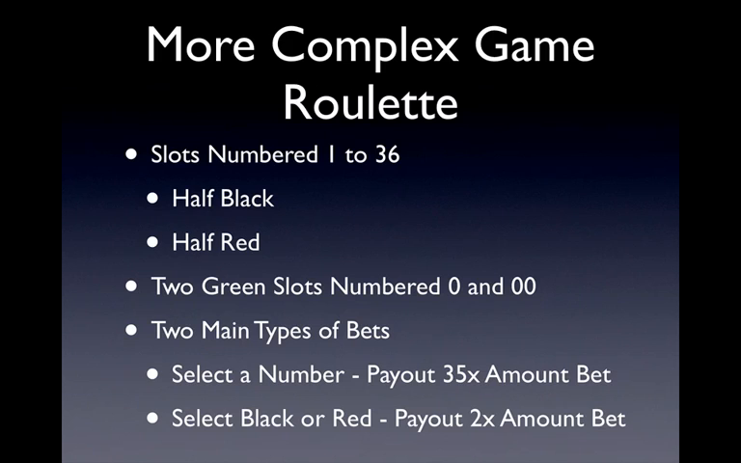up, the gambler gets paid 35 times the amount bet. In the second type of bet, the gambler picks a color, black or red, and if the color comes up, the gambler receives a 2-to-1 payout. So if $1 is wagered on red and the ball lands on a red slot, the bettor gets back $2.